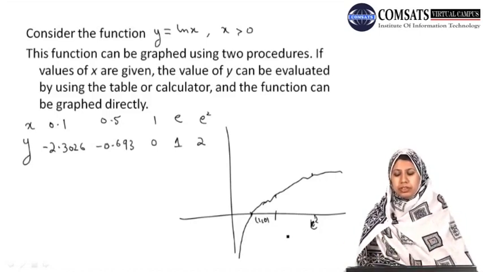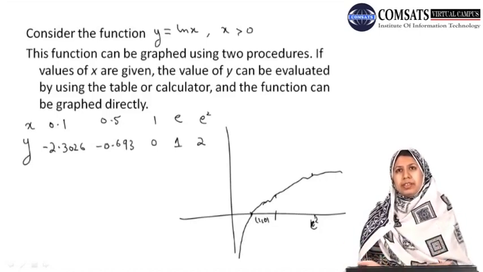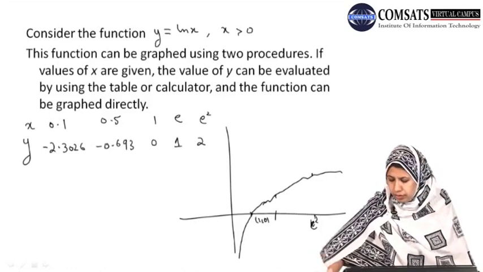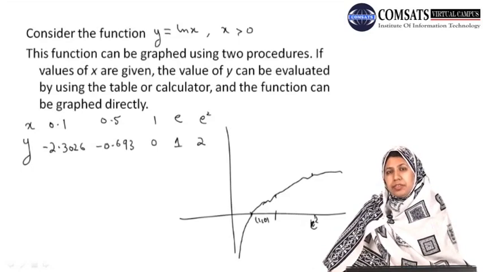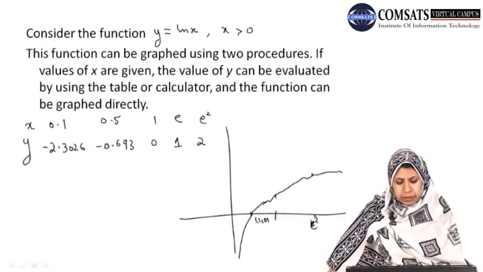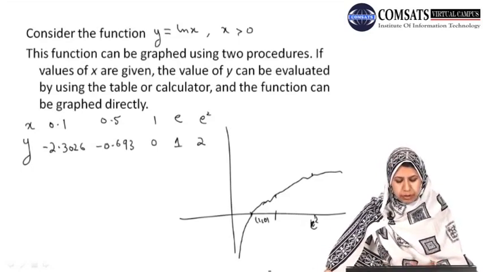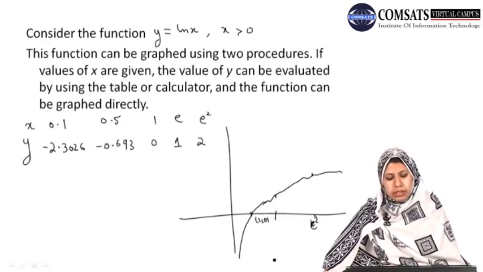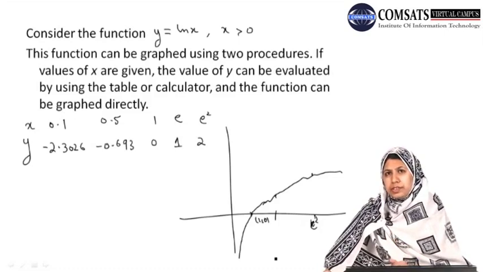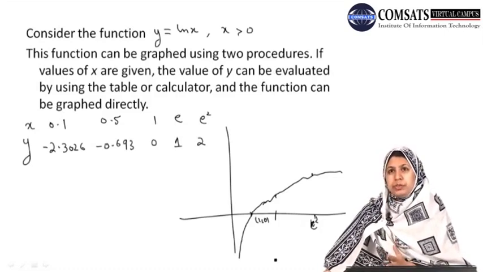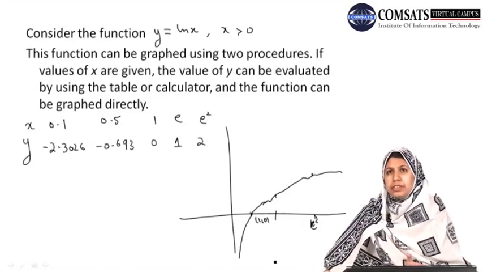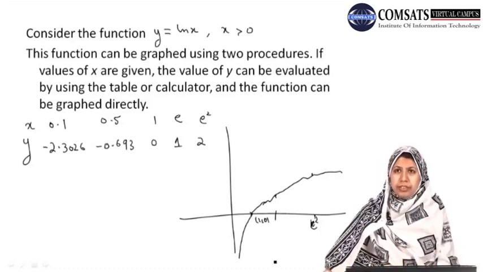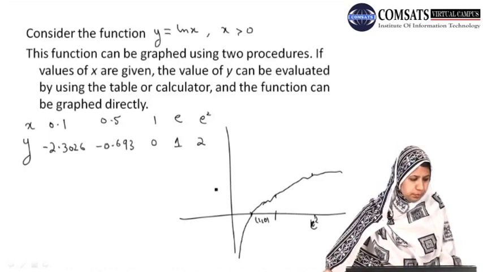So the graph of natural log behaves exactly in the same way as the graph of log to the base 10. They have the same intercept, they are increasing functions, same domain, same range, and no y-intercept. For decimal values of the domain, the graph is below the x-axis. For x is equal to 1, the graph has the x-intercept. And for x greater than 1, the graph is above the x-axis.